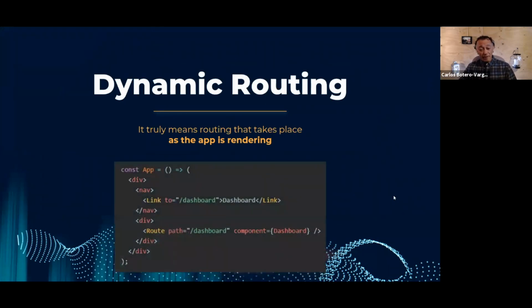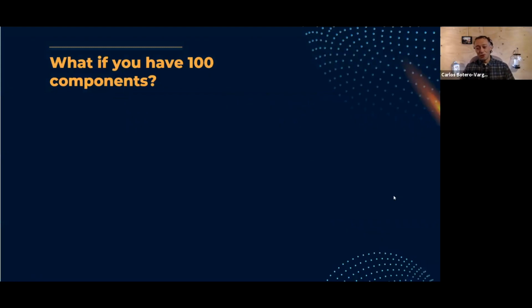In terms of dynamic routing, it truly means that the routing happens when the page or the app is being rendered. As you can see in the example below, the component dashboard is only going to be rendered when we click on that link dashboard. When the path and the actual direction of the component match, the component is rendered, which means that the page is actually pre-rendered, accelerating the experience for the user. We are all going to improve the user experience.